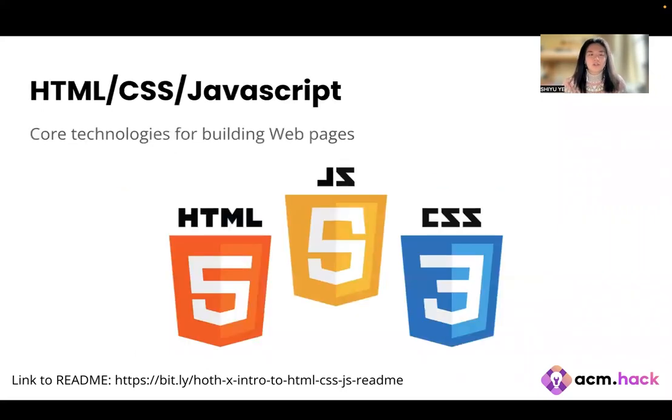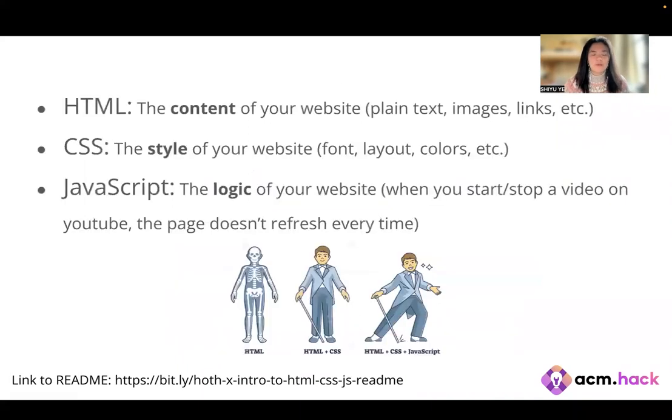Okay, so we're going to talk about HTML, CSS, and JavaScript. But what are they? They're three core technologies for building web pages. From a higher level, HTML is the content of your website. Everything from plain text to images to links, they're all HTML. As for CSS, it's basically the style of your website, from fonts to layout to the colors and so on. And finally, JavaScript accounts for the logic of your website. For example, when you're trying to start or stop a video on YouTube, the page doesn't refresh every time. How does that work? Ask JavaScript.